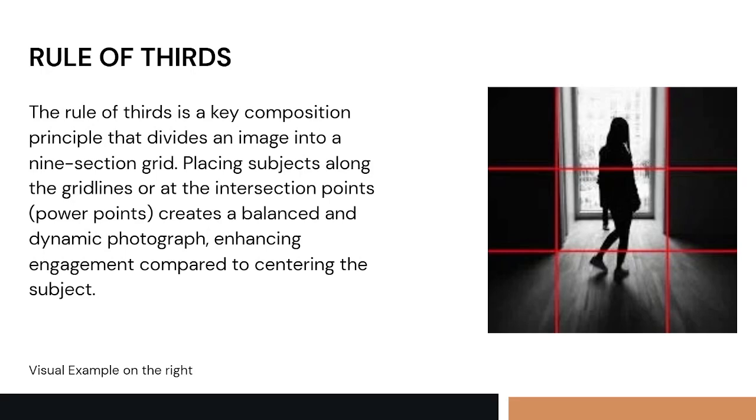So the rule of thirds is a principle in design that basically divides an image into a 9-section grid. And after dividing an image into a 9-section grid, the object is placed along the grid lines or at the intersection points of the grids, just like here in this image. The reason we have the rule of thirds is to create a balanced and dynamic photograph, and to also enhance engagement compared to centering the subject.